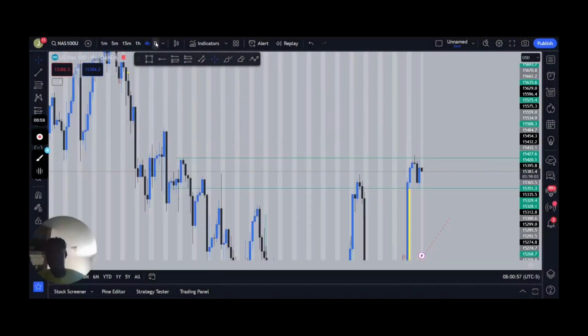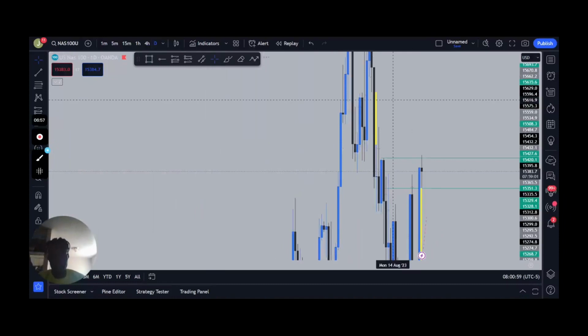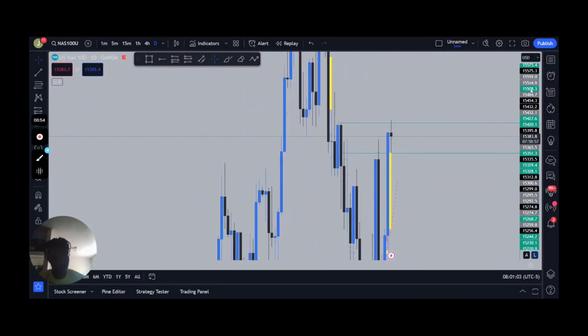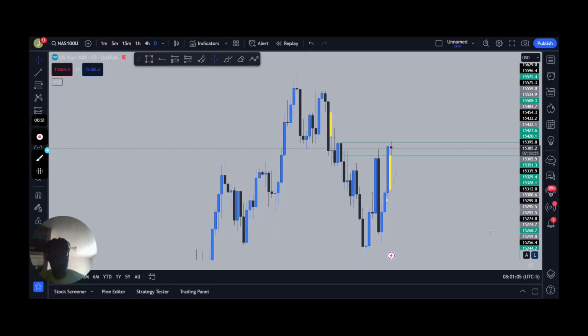Alright, same shit, different day. Give me a top-down analysis. Still on daily. Look at what it looks like. Actually, we look like we're going back bullish.